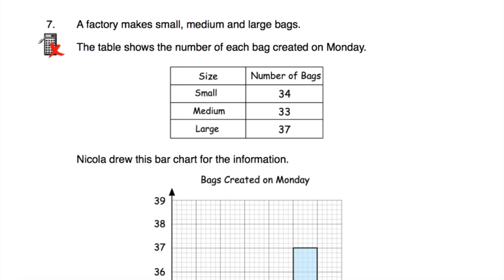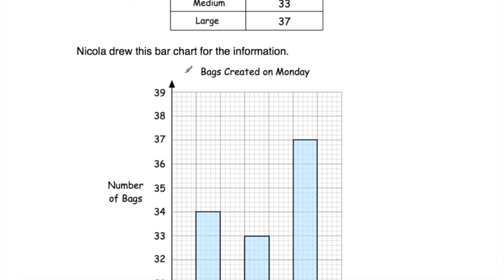Okay, let's have a look at our next question, question number 7. Question number 7 says, a factory makes small, medium and large bags, and the table shows the number of each bag created on Monday. So there's small bags, medium bags and large bags, and 34 small bags were made, 33 medium bags were made, and 37 large bags were made. And then Nicola drew this bar chart to represent the information.